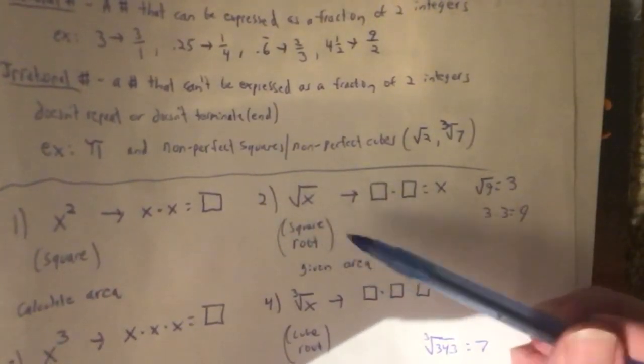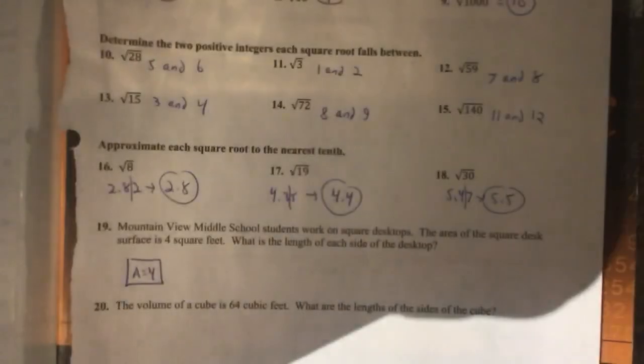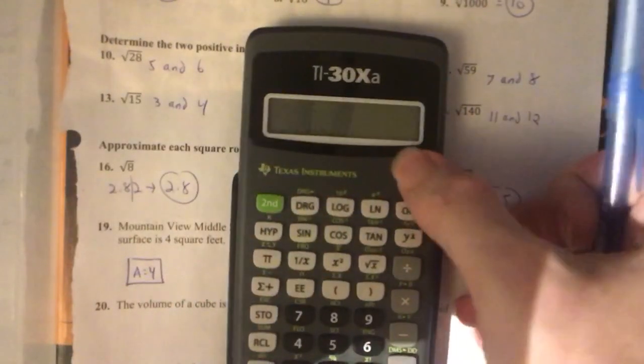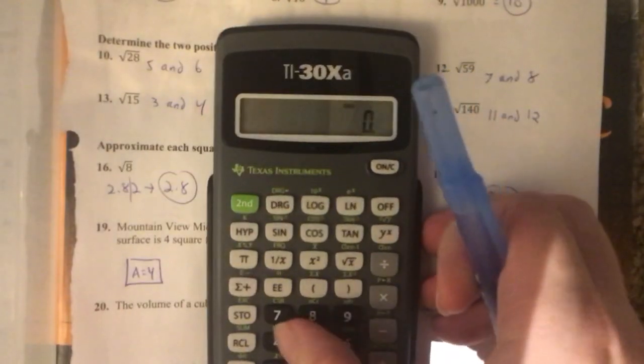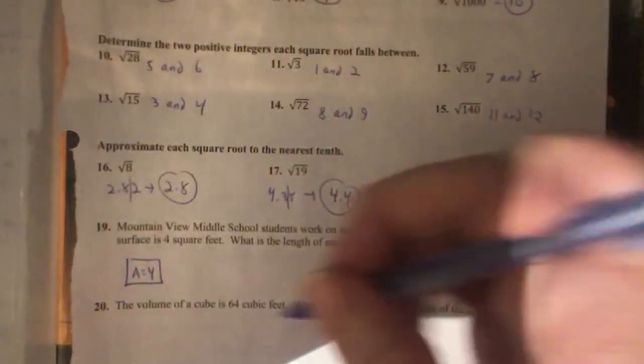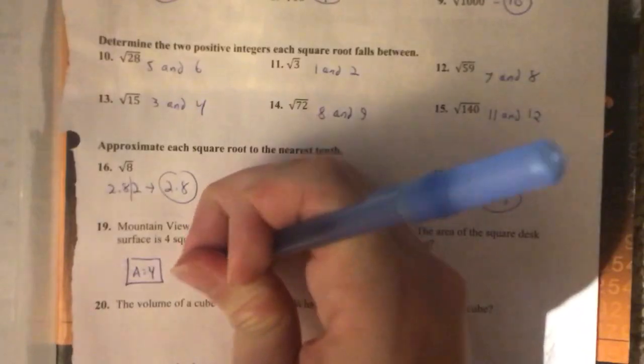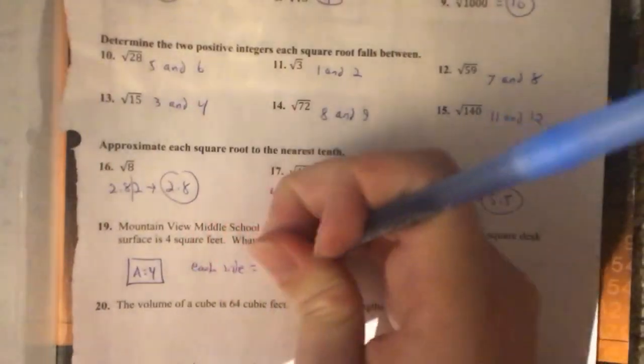So I do the square root. So what number times itself is 4? So I just do the square root button. And that's an easy one. It's just the perfect square. So the square root of 4 is 2. So each side equals 2.